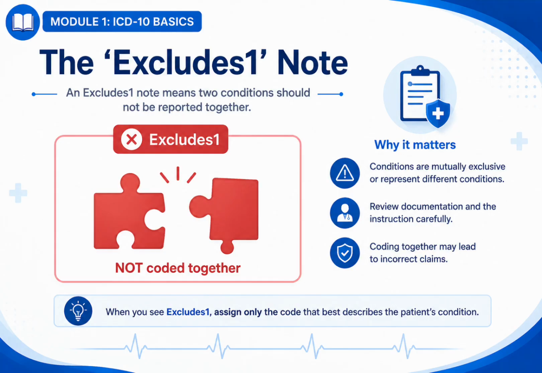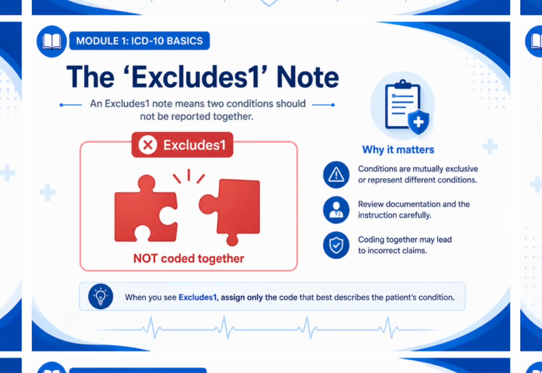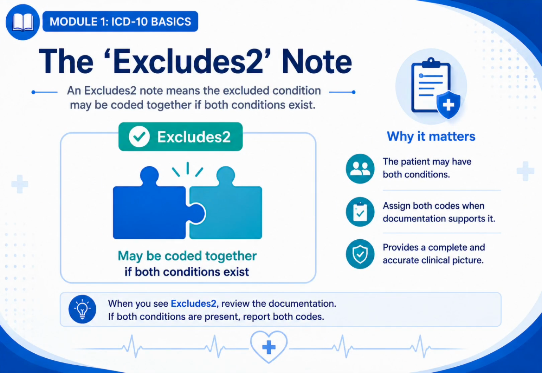An excludes 1 note means that two conditions should not be coded together. These conditions are considered mutually exclusive or represent different diagnoses that should not be reported at the same time under that code. Whenever you see an excludes 1 note, take a moment to carefully review it before assigning your diagnosis codes.